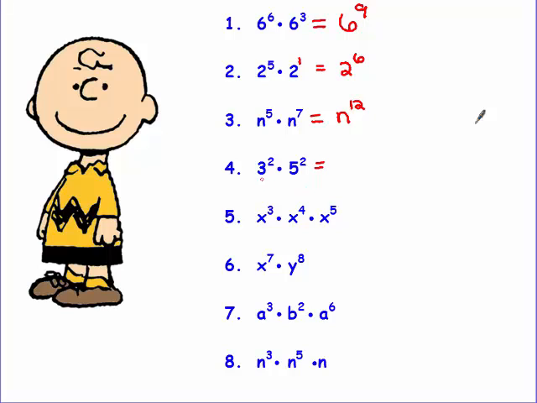Notice with number 4 we have different bases. If you have different bases, whether they are numbers or variables, you cannot put these together using the rule. It is considered simplified. Now in life, could I do 3 squared times 5 squared, do 9 times 25 and get an answer? Absolutely. But when we're talking about the exponent rules, this is considered a simplified statement. Your job right now is to finish 5, 6, 7, and 8.